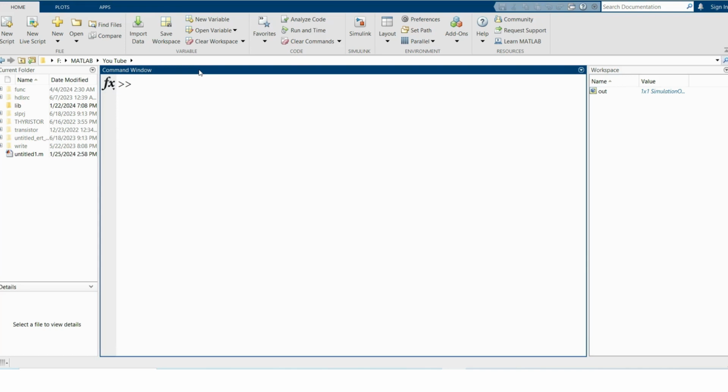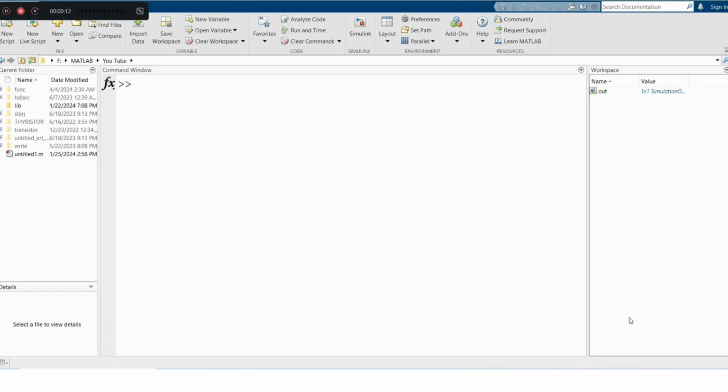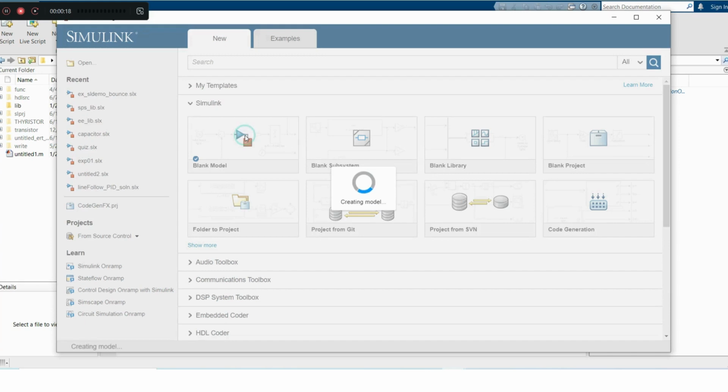In this video, I'll demonstrate a circuit containing an NPN transistor in Simulink, and I'll also show you the V-I characteristics curve of the transistor. Okay, I'm opening Simulink and then creating a model.